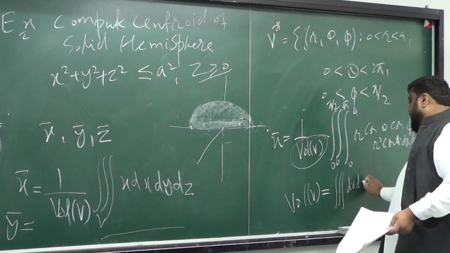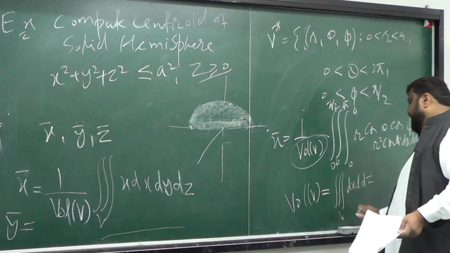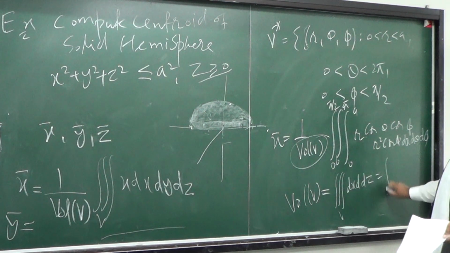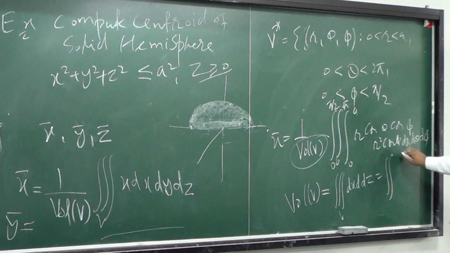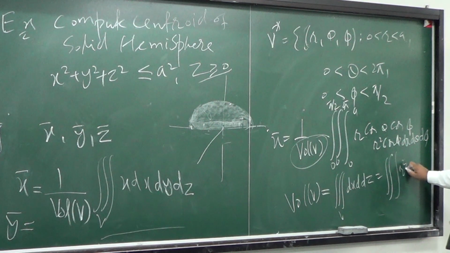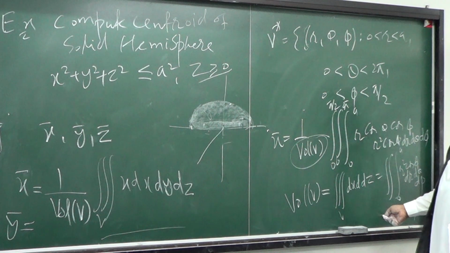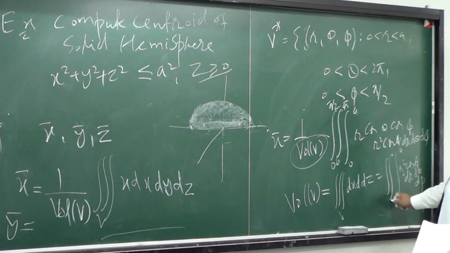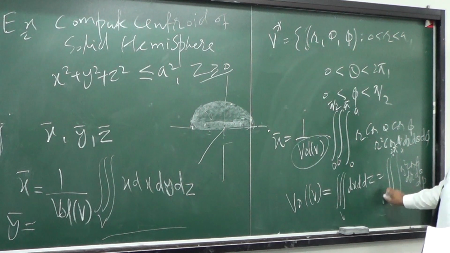dx, dy and dz over this entire volume V, but you can turn it into r square cos phi dr d theta and d phi, where r goes from 0 to a and phi goes from what? Phi goes from where to where? 0 to 2 pi, and theta goes from 0 to 2 pi and phi goes from 0 to pi by 2.